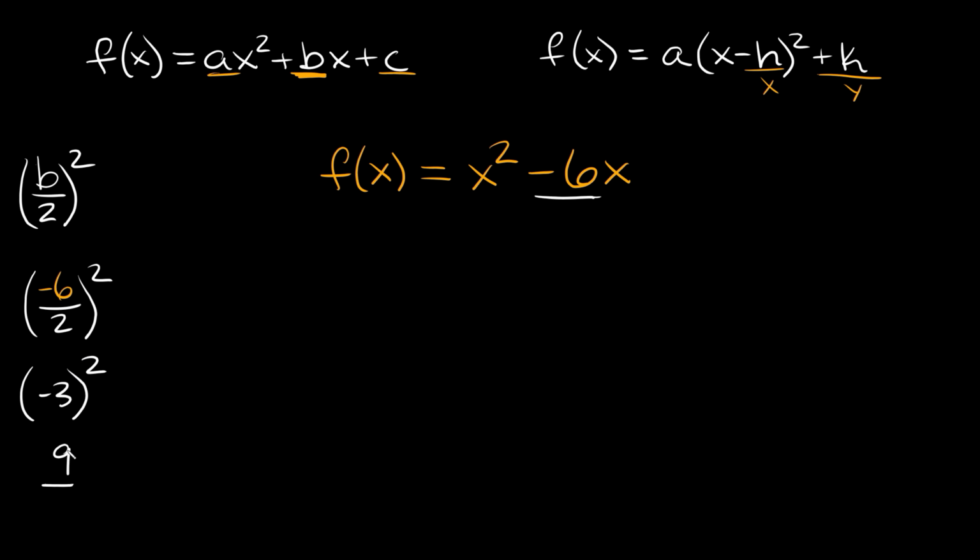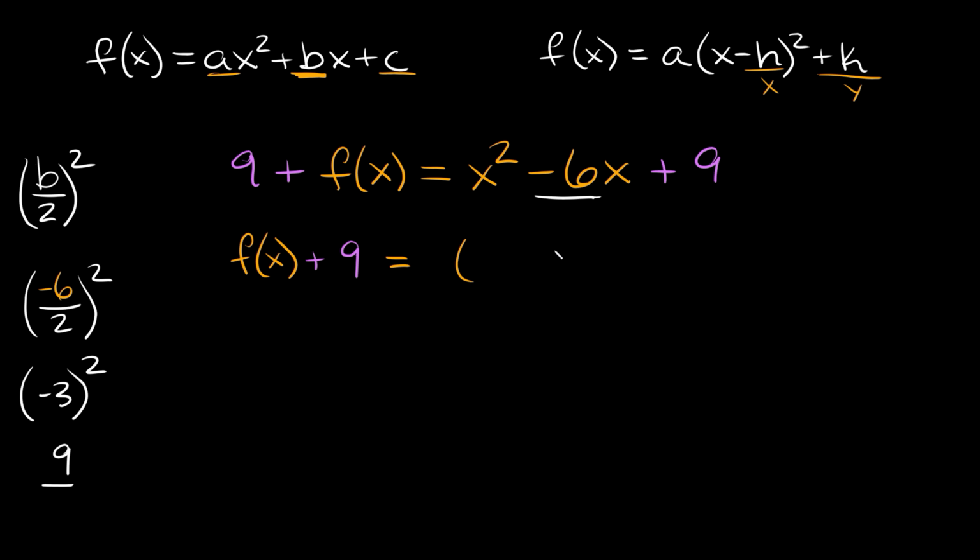Okay, so this number right here that we just found, we are going to add it. And remember, what you do to one side of an equation, you do to the other, right? So that's why we have to add a 9 on this side. So on the left side, I'll just rearrange these. We're going to have f of x plus 9 is equal to, and then here, now that we completed the square, now we have to factor this.